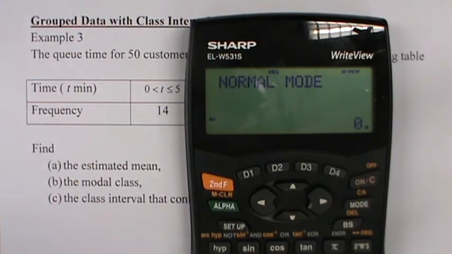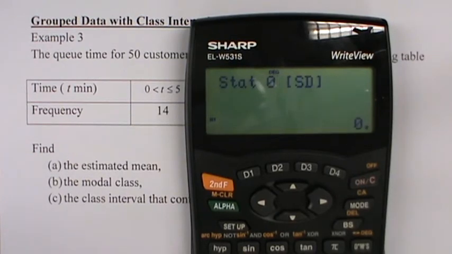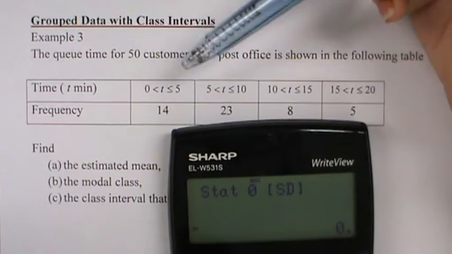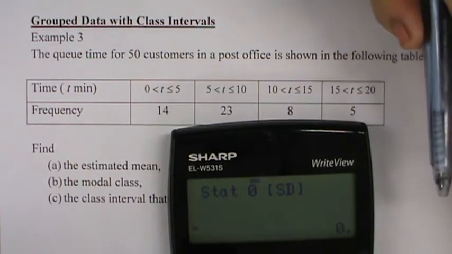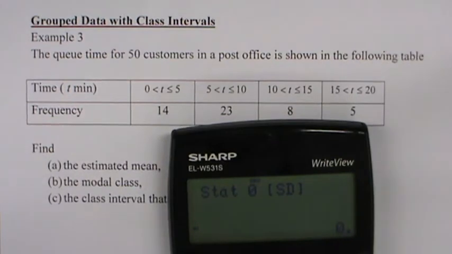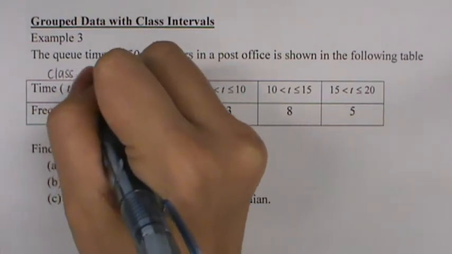Now, in order to clear our data, we will need to be in the statistics mode 1, 0, and we are now in the statistics mode. But then I will need to key in my data. How am I going to key in the data from 0 to 5 for such an interval? In this case, we will need to do one extra step whereby we find this thing called the class mark.